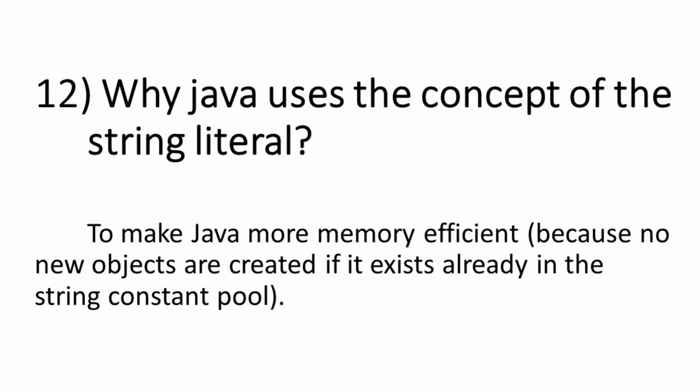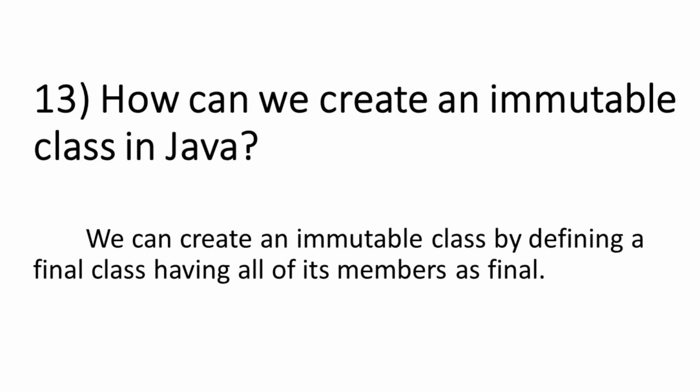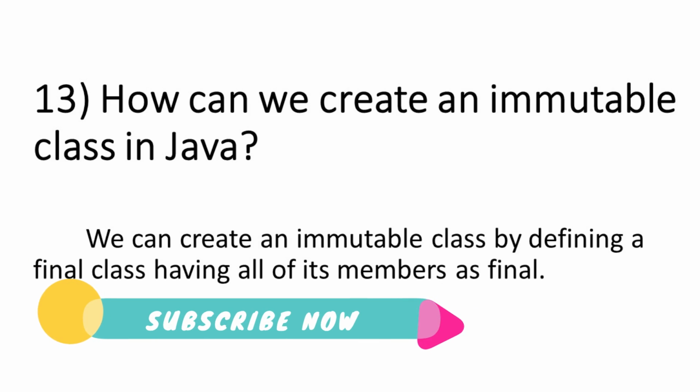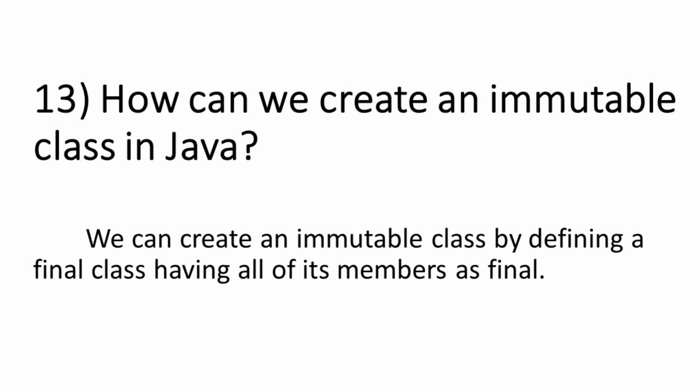Why does Java use the concept of the string literal? To make Java more memory efficient, because no new objects are created if it exists already in the string constant pool. How can we create an immutable class in Java? We can create an immutable class by defining a final class having all of its members as final.